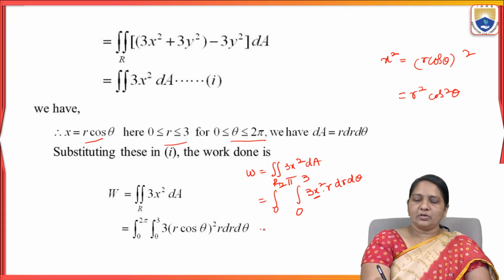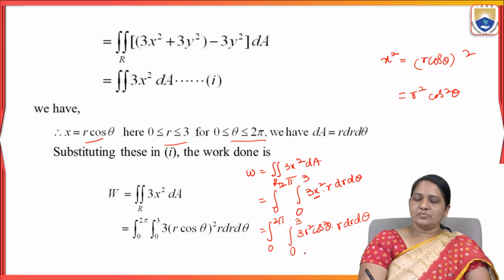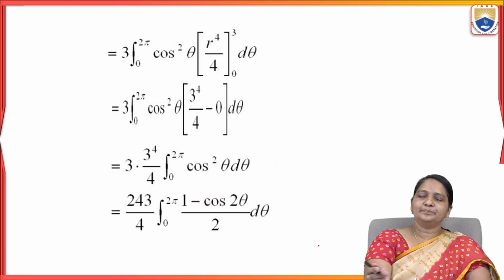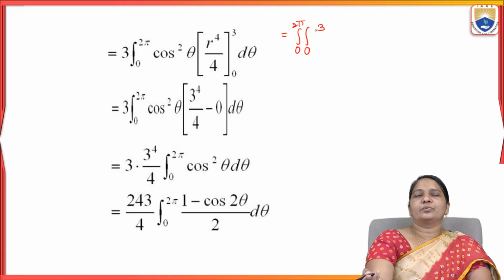So here, that value we are replacing: integral 0 to 2 pi and integral 0 to 3, and x squared is r squared cos squared theta, times r dr d theta. So now this value we are going to see here. This is a double integral. The theta limits are 0 to 2 pi and the r limits are 0 to 3.